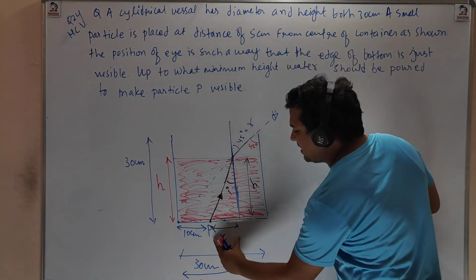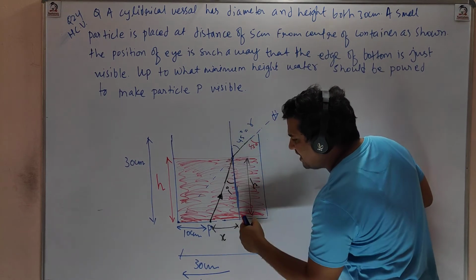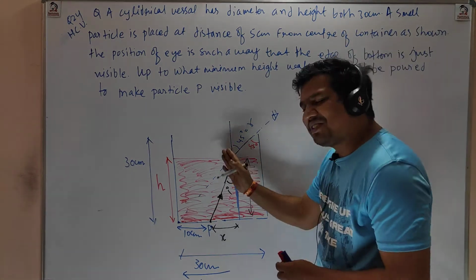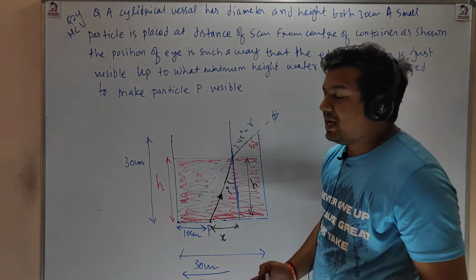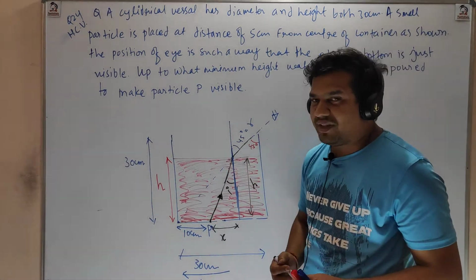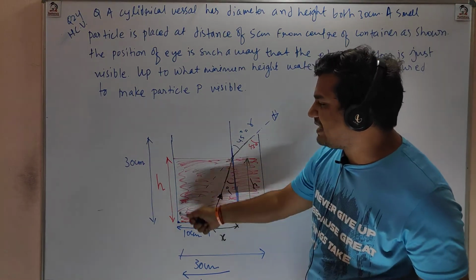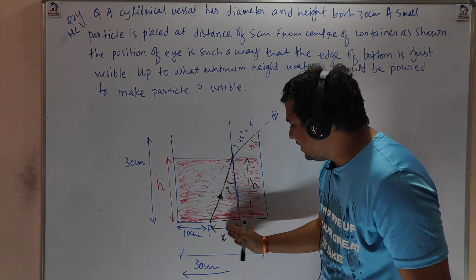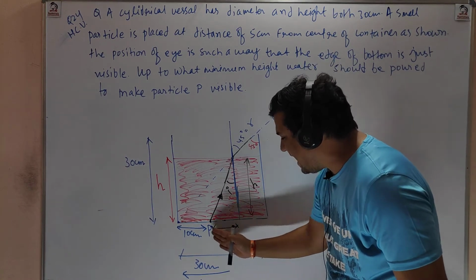We'll have to assume this x because this normal is not coming at the center. In the previous question everything was coming at the center, so the question was very easy, but in this we don't know the height of the water. That's why I assumed, let's suppose we are putting h height of water, so this normal is not coming at the center. That's why we cannot put any value here. Let's suppose this is x.